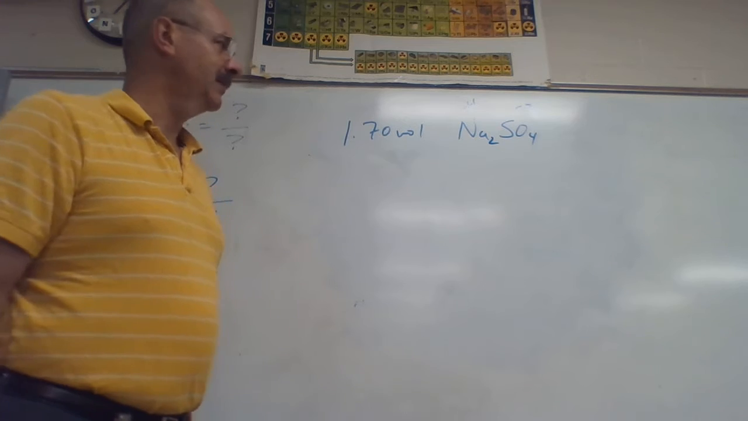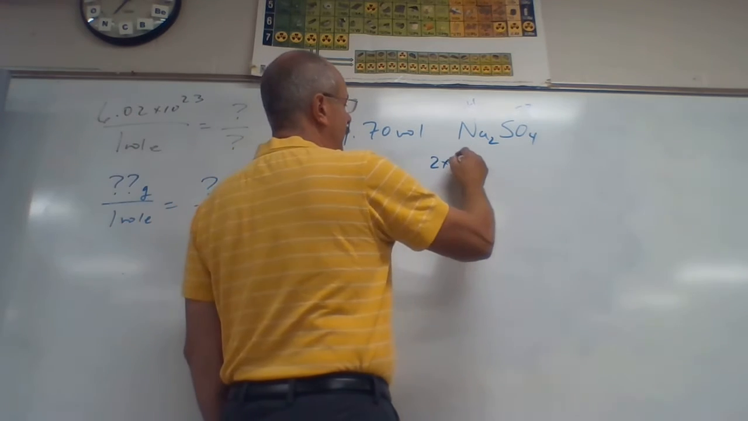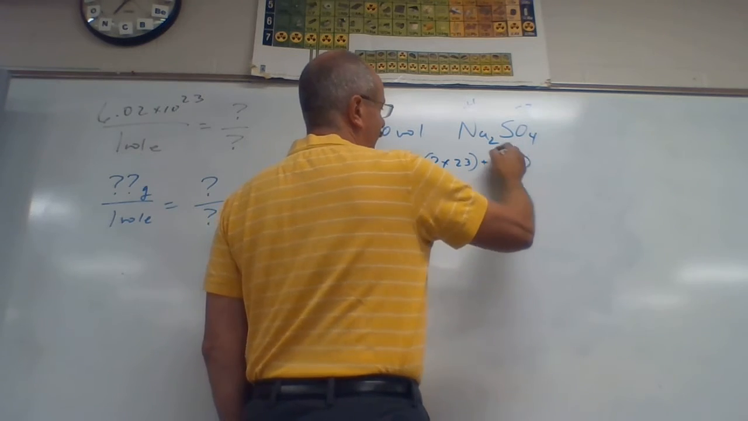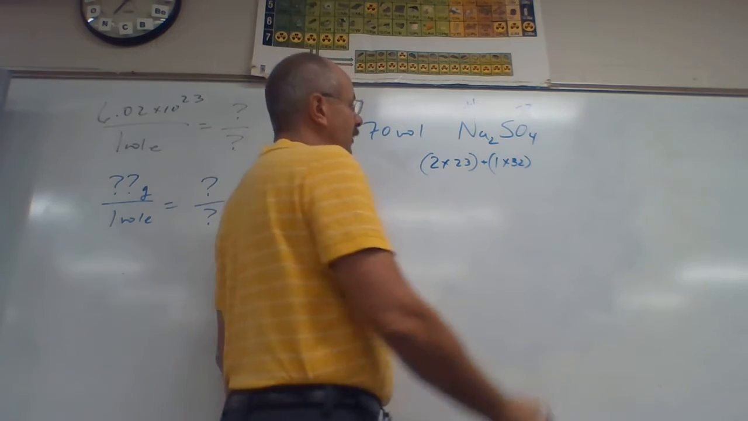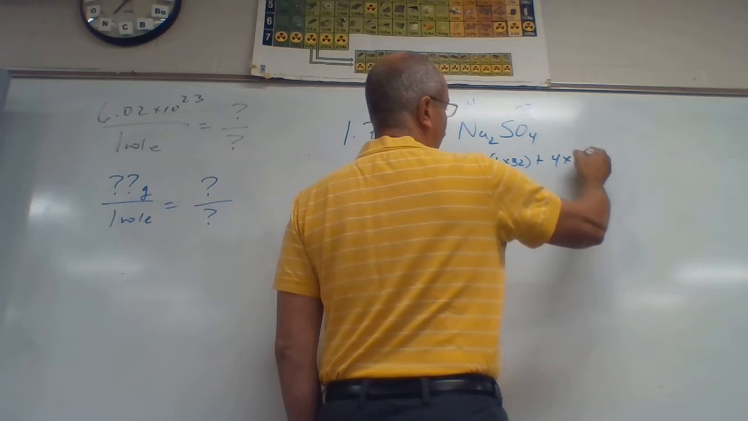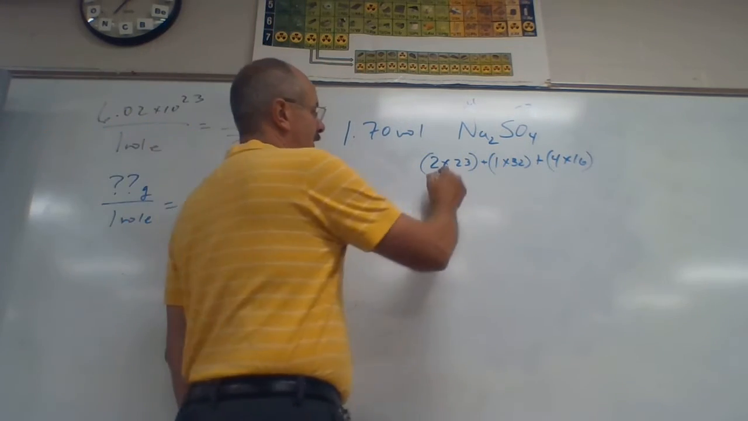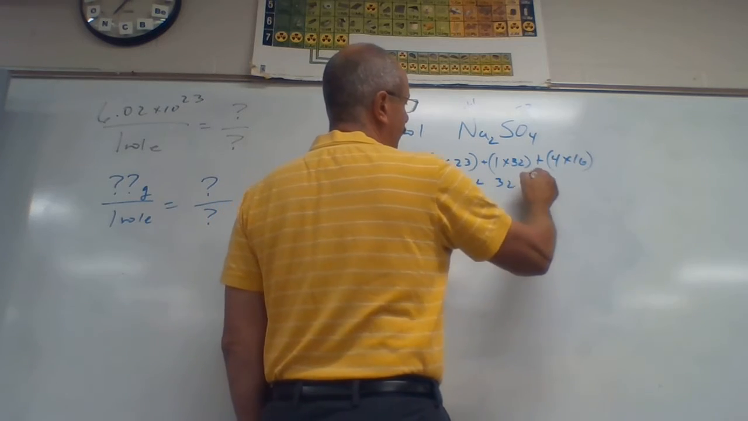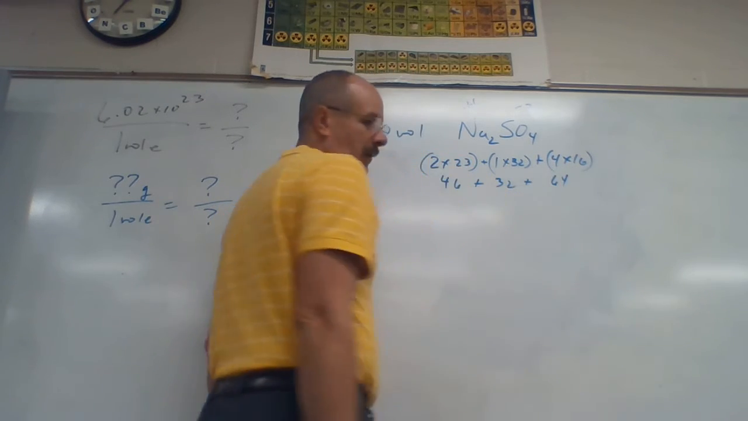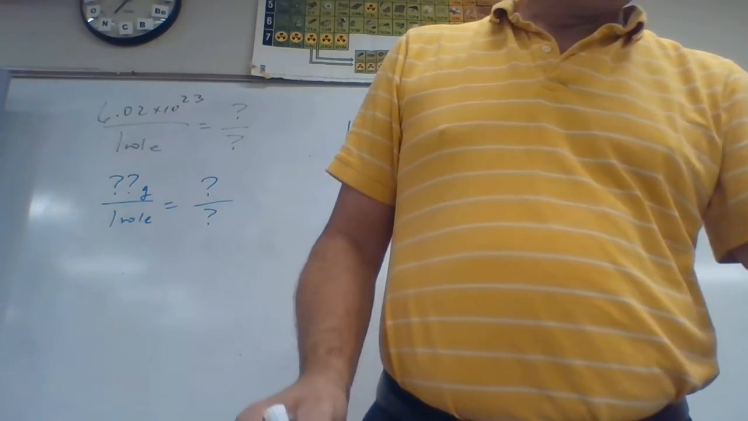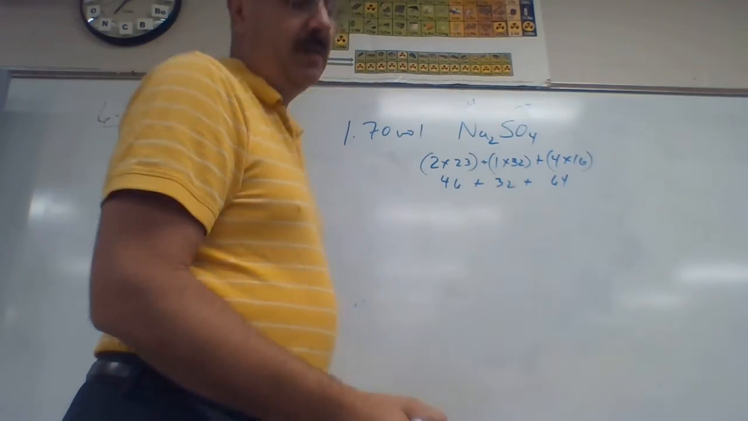Now I can do my molar mass of this. It's 2 times 23 for sodium, plus 1 sulfur times its mass of 32 from the periodic table, plus 4 times 16 for the oxygen from the periodic table. Multiply these out, that's 46 plus 32 plus 64. Add those up. I'm going to get my cheat sheet out. So that is 142.